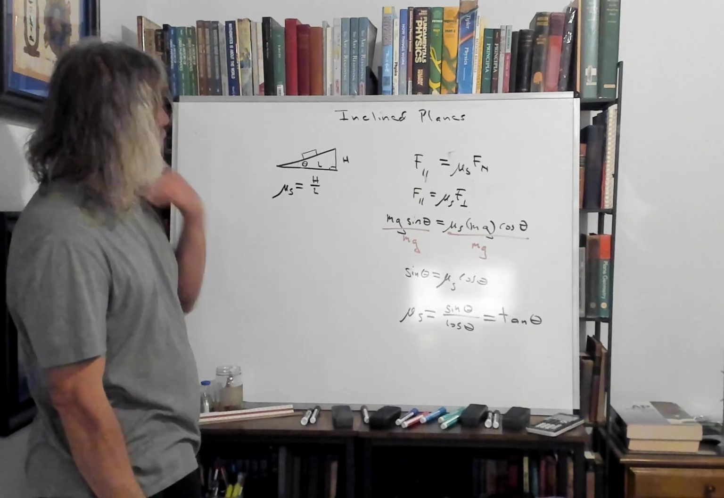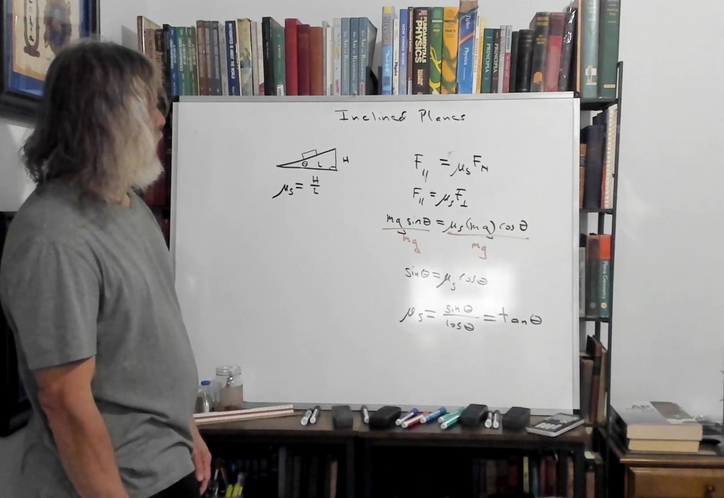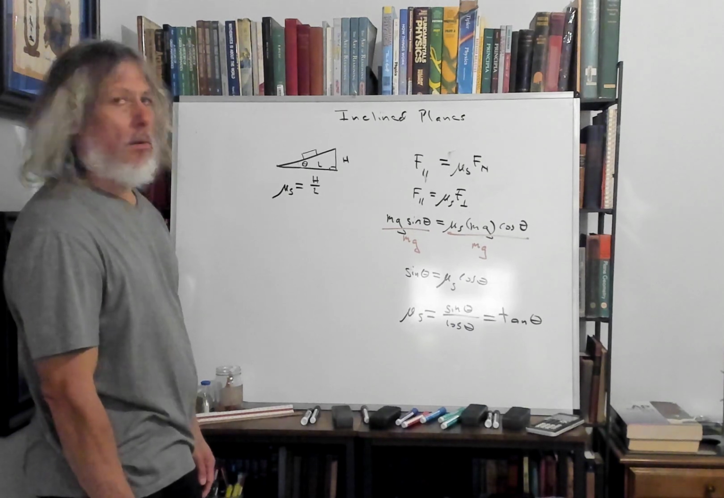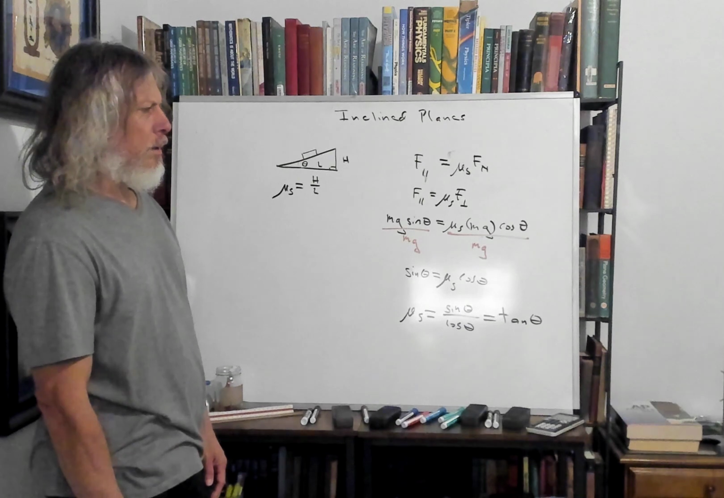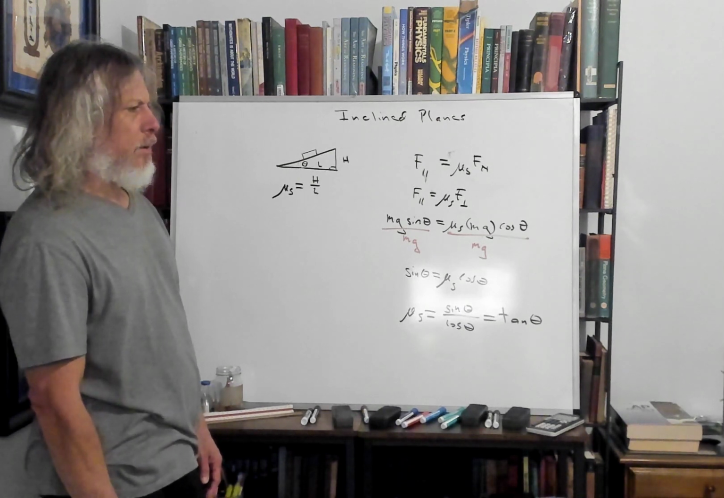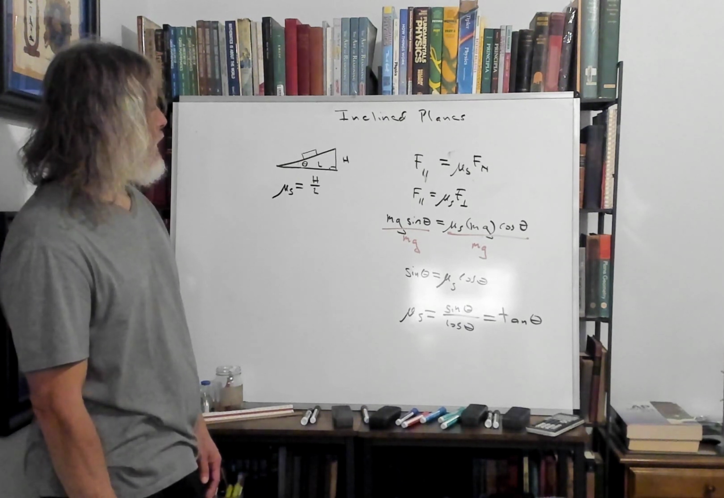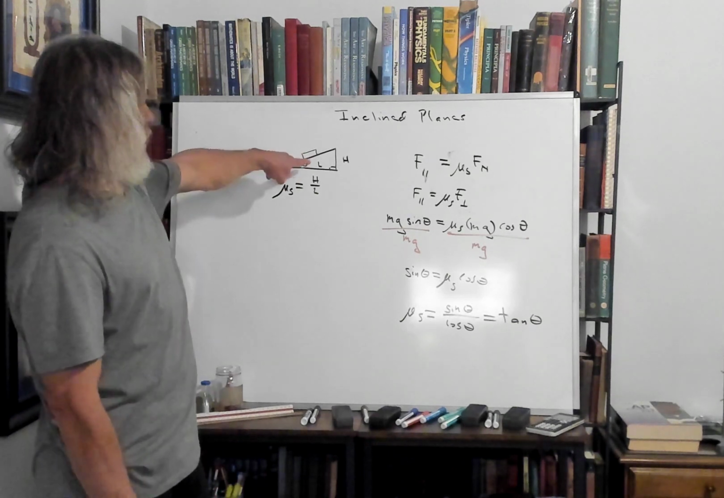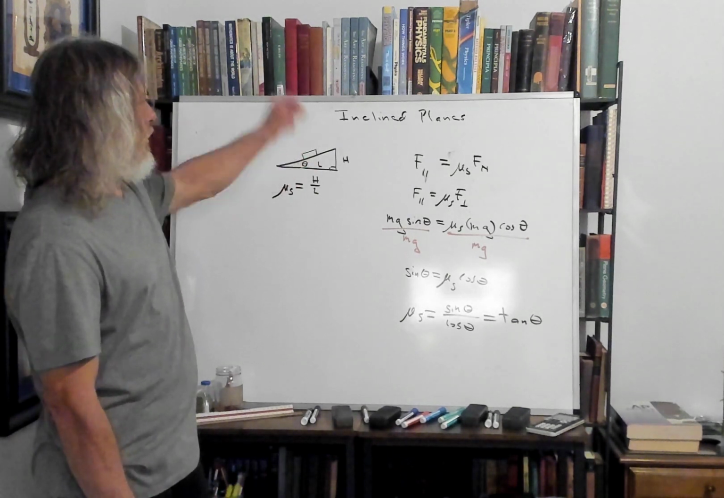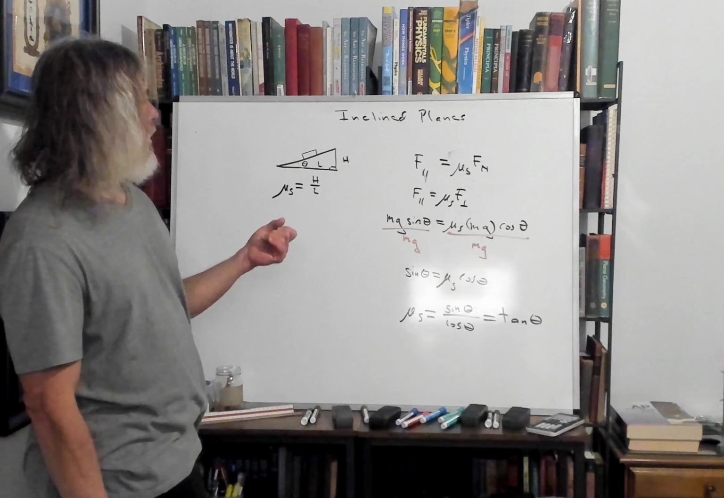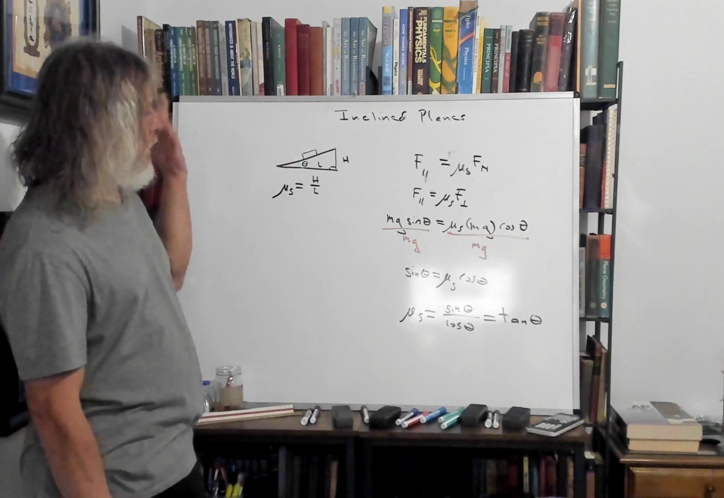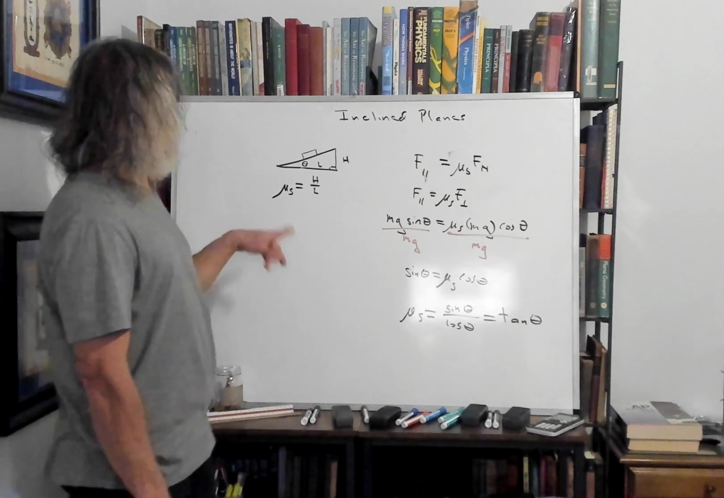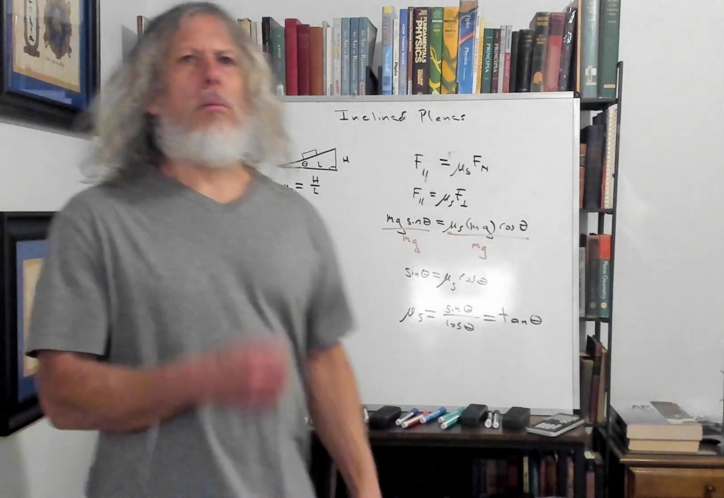Then we could do something similar for kinetic. When something's moving down at a constant velocity, we can figure out what the ratio or the coefficient of kinetic friction is. So here is where something just starts to move, so we're talking about static. Okay? If something's moving at a constant velocity, then we do kinetic. But here, static. So let me see some problems.